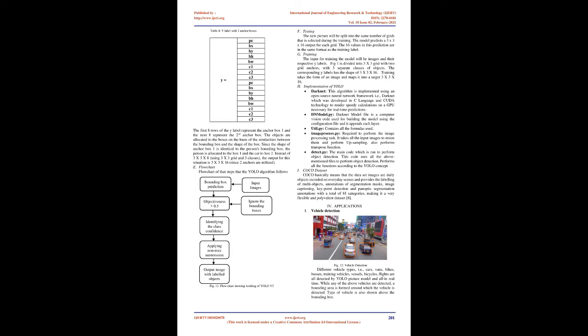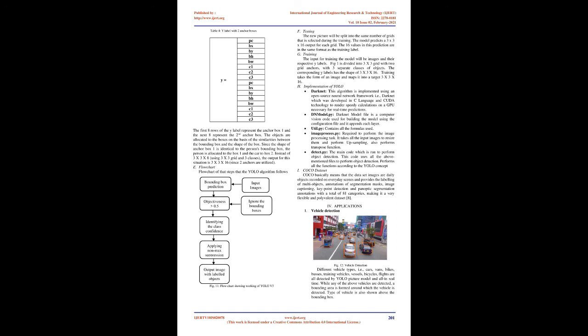Flowchart of the steps that the YOLO algorithm follows. Testing. The new picture will be split into the same number of grids that was selected during training. The model predicts a 3x3x16 output for each grid. The 16 values in this prediction are in the same format as the training label.